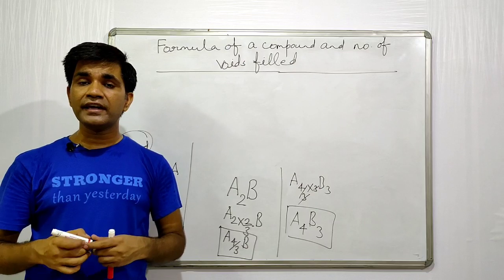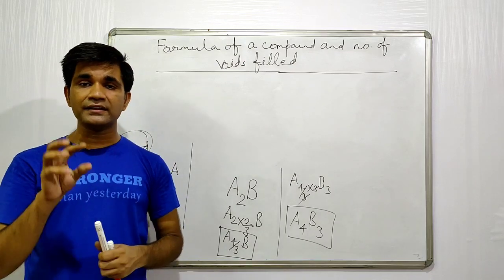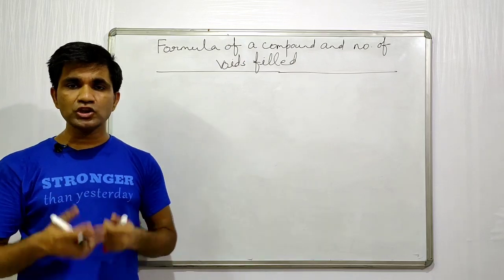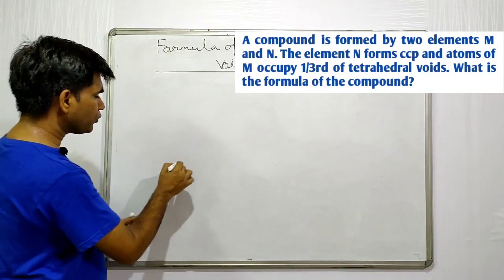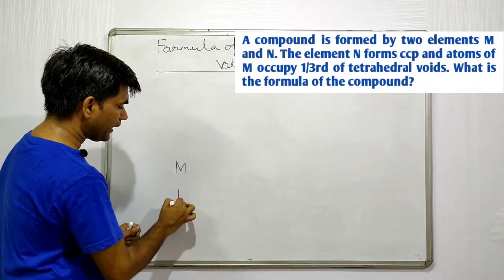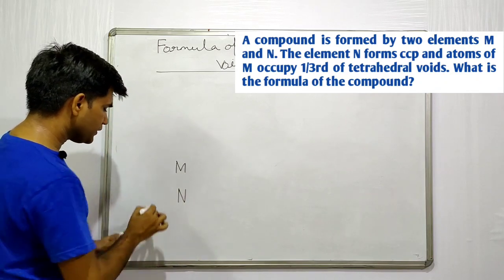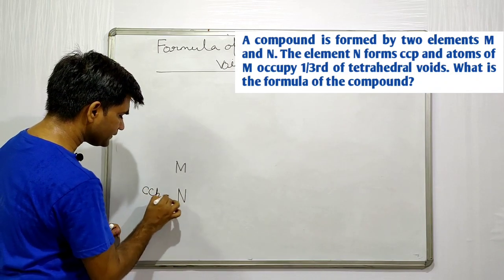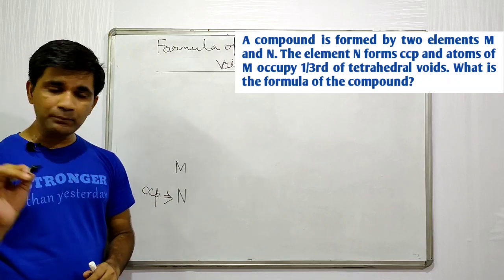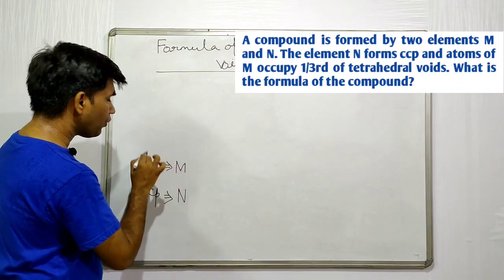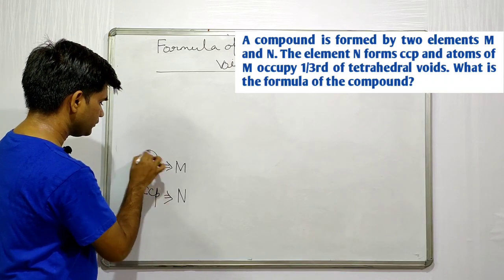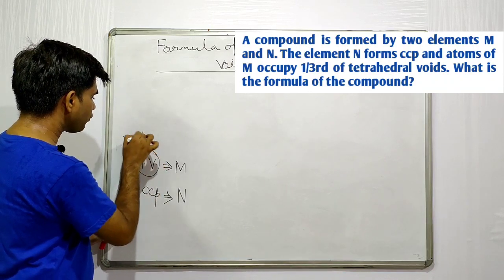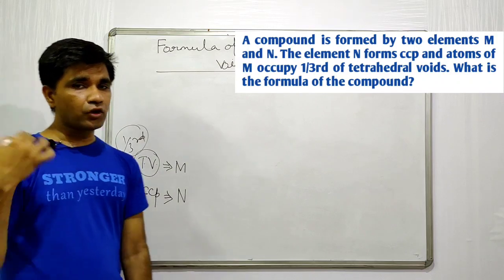Students, now I will take one more question, which is the NCERT in-text question. In this question it is given that a compound is made up of two elements M and N. N forms CCP lattice, whereas M occupies 1/3 of tetrahedral voids. So what would be the formula of the compound?